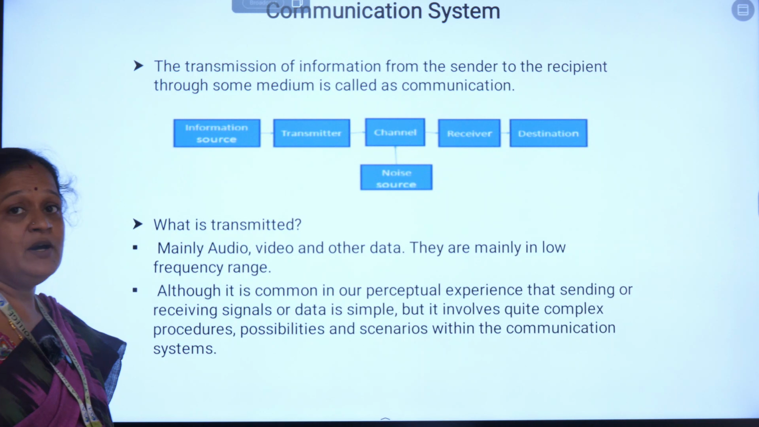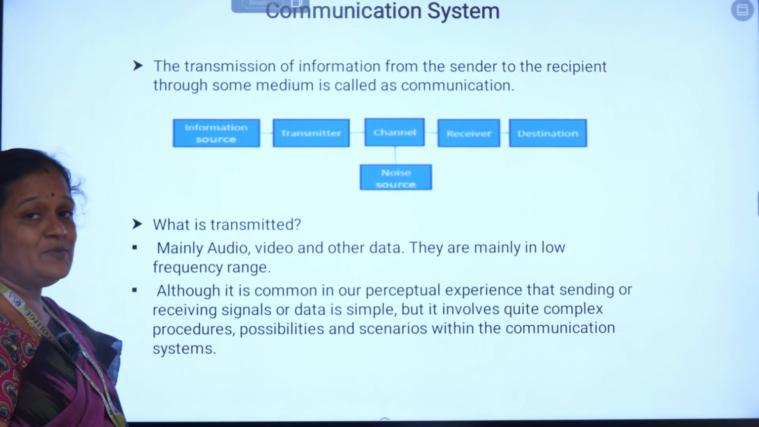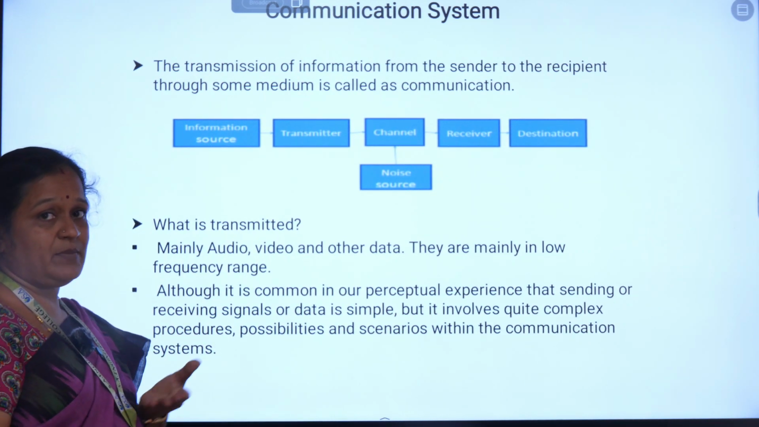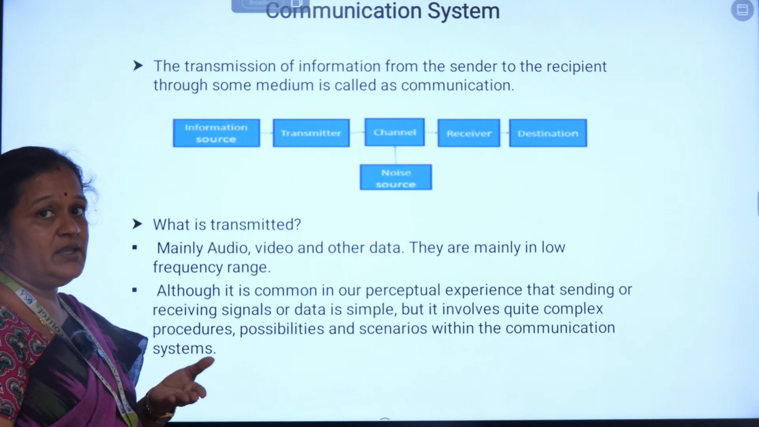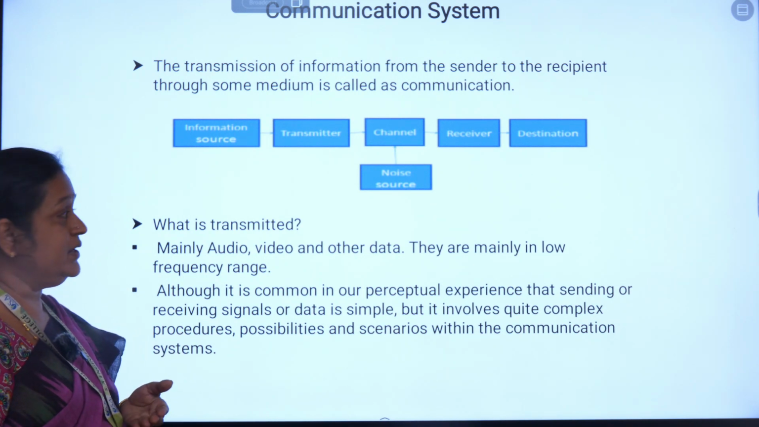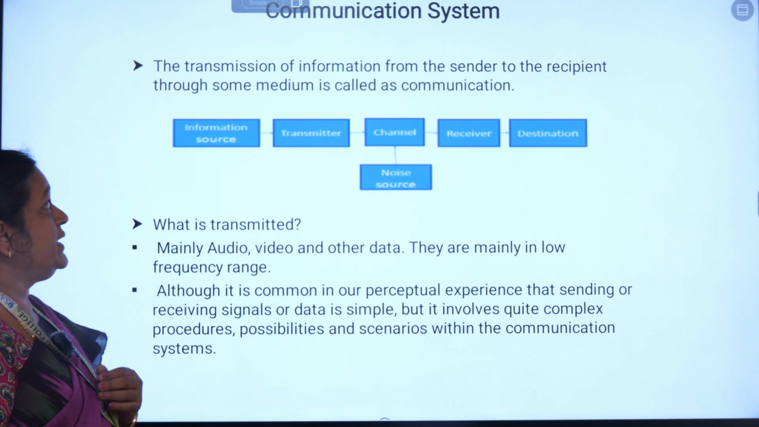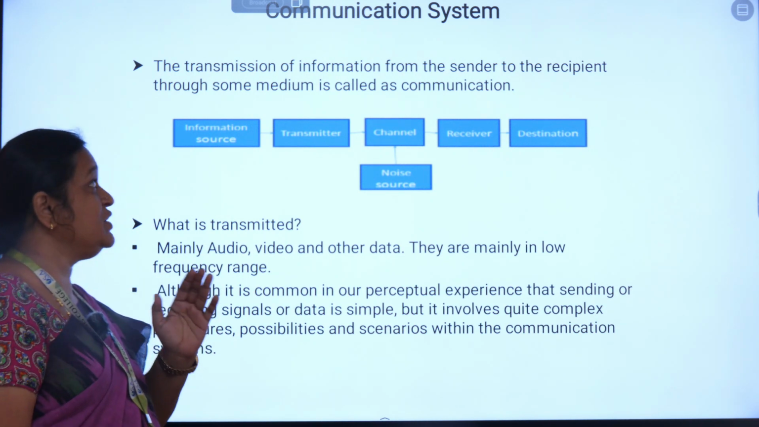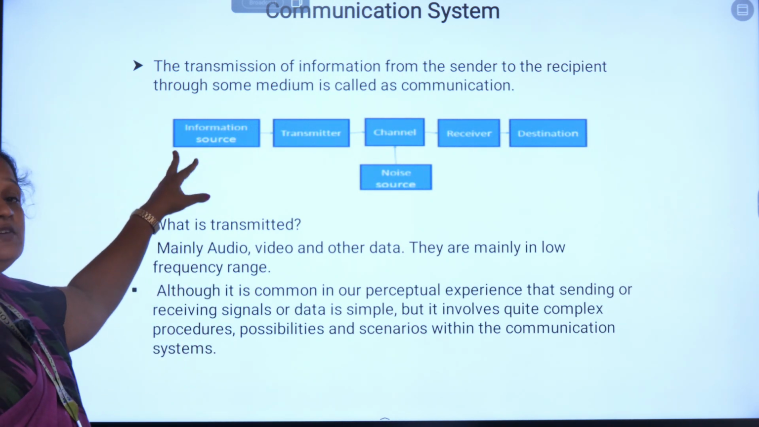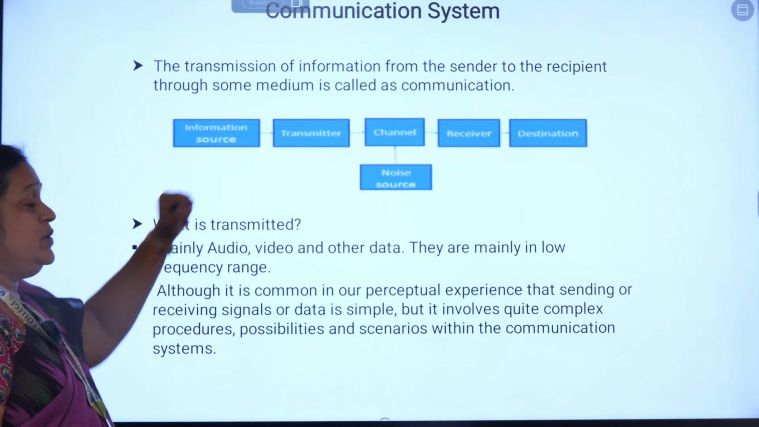So first we will discuss communication systems. What is meant by communication systems? What are the parameters that come under communication systems, and the classification, everything. Communication means the transmission of information from the sender to the receiver through some medium, that is called communication.